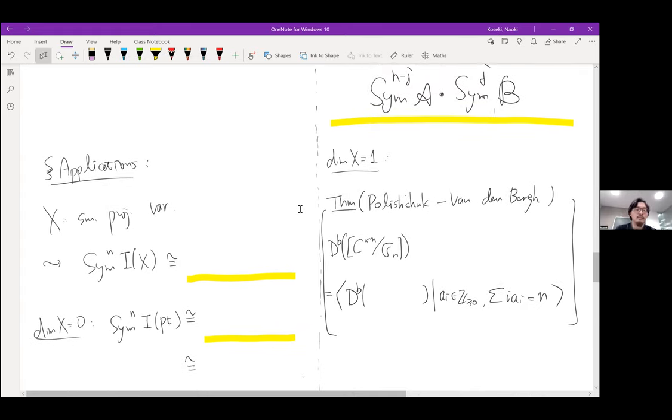So it's mainly for applications to DB of the smooth projective variety. But as I said, if you consider a smooth projective variety X and its standard enhancement of DB X, then its n-th symmetric product is DB of the quotient stack.